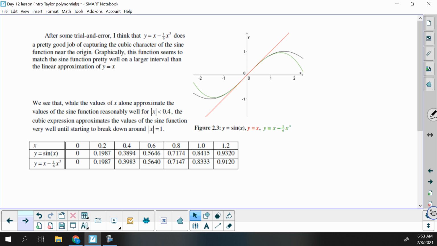And if you looked at the table and compared sine x and our x minus 1/6 x cubed, notice at 0.2 they're really close. 0.4 still reasonably close. As we get further away, it's not as good of an approximation. But when we're within 0.4 or so, it's pretty good, it seems like. And even visually on the graph, you can see that the cubic is riding the sine graph pretty good.